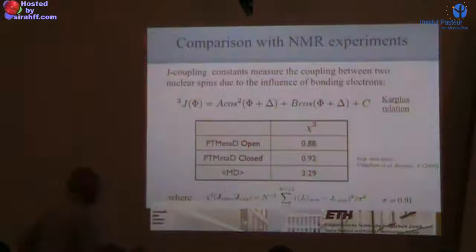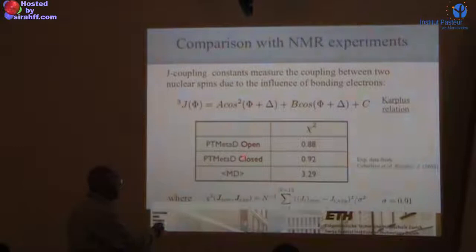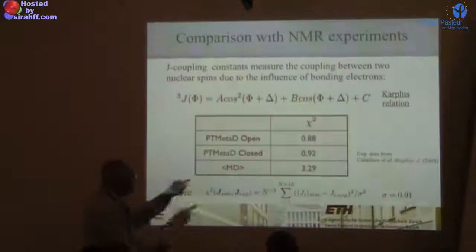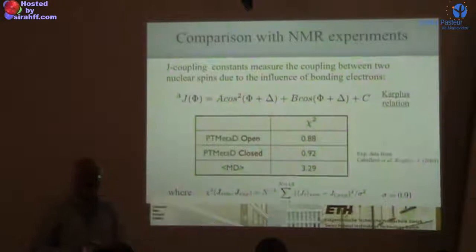But if you instead use our more sophisticated method, the deviation from the experiment becomes much smaller. Not only that, but if you start from the open conformation, or from the closed conformation, you get more or less, within the statistical error, the same result. Instead, if you did the same with metadynamics, you start open, you never go closed. You start closed, you never go open. But you really don't get the right distribution.